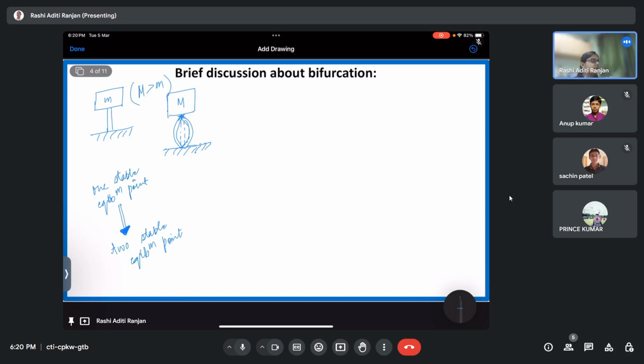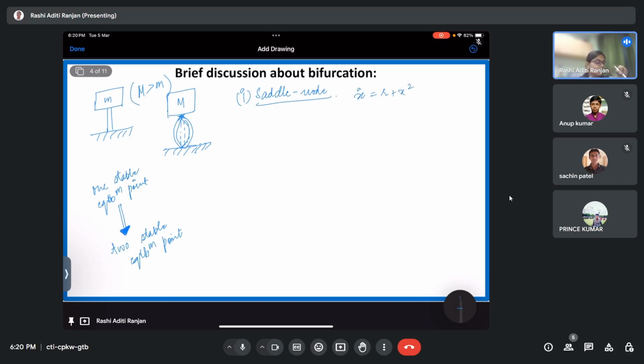So, considering the first kind of bifurcation, which is the saddle node bifurcation. I'll just discuss briefly. First one is your saddle node. So what happens in this kind of bifurcation is that if I write the normal form, it is written like x dot is equal to r plus x square.